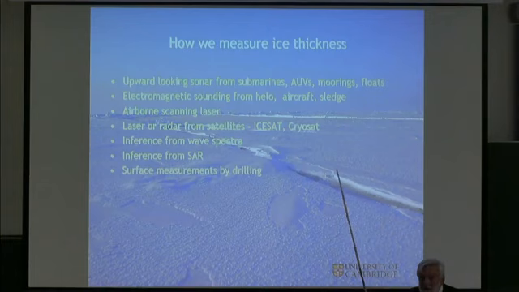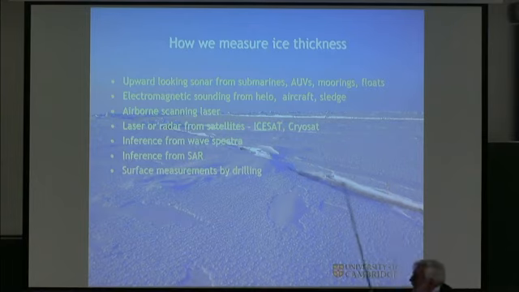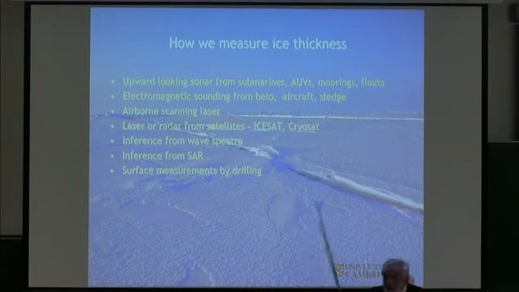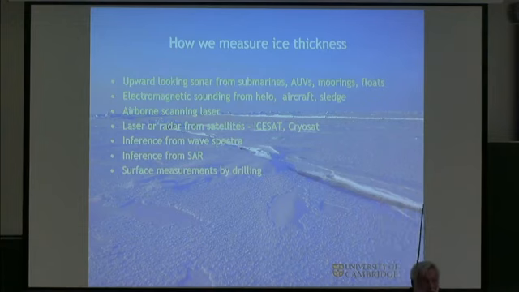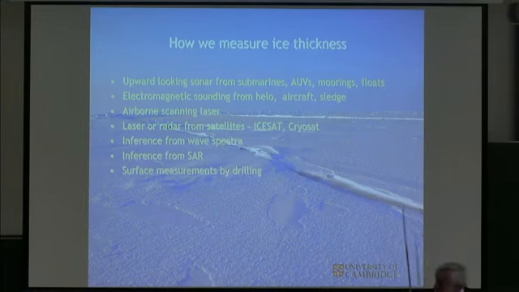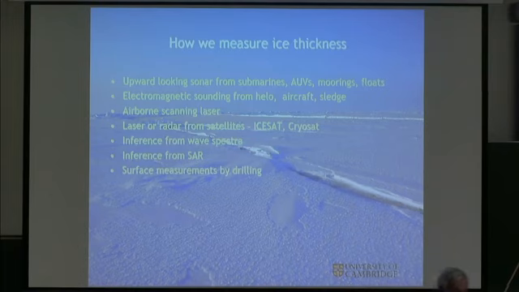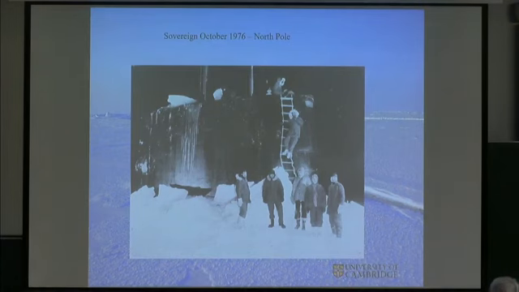Inferring from wave spectra, this is from the dispersion relation of ocean waves in ice. If you can measure that, then that gives you a thickness averaged over long distances. The same thing occurs for measuring thickness from change in the wavelength of ocean waves measured from satellite-borne or airborne SAR, and that works really best for pancake ice. And then the very best method of all, of course, is surface measurements by drilling holes. That's the one that gives you the most accurate data, but is also by far the slowest.